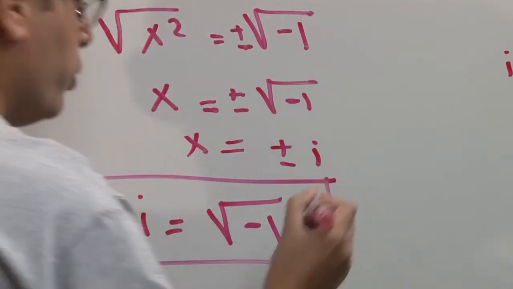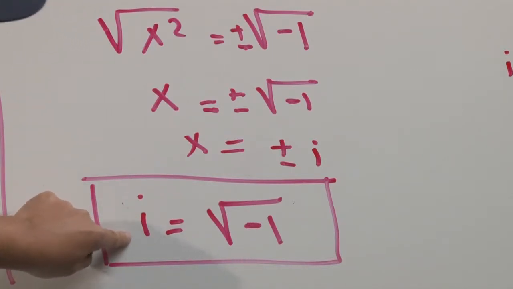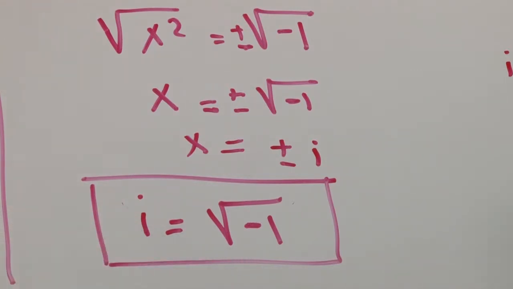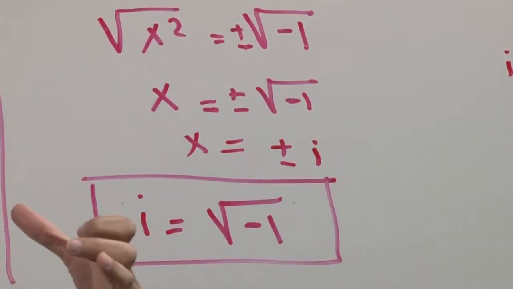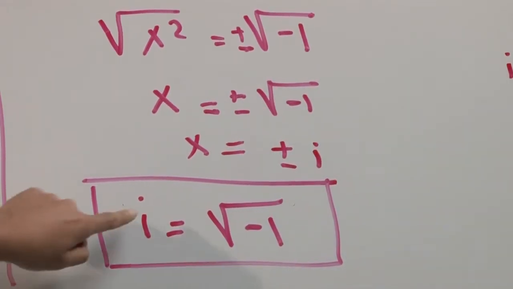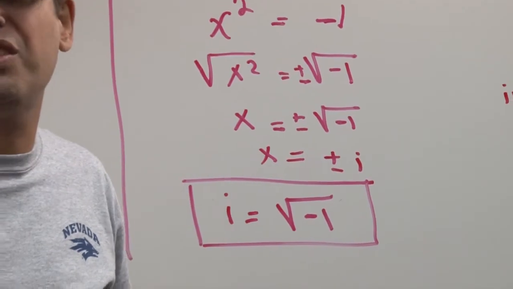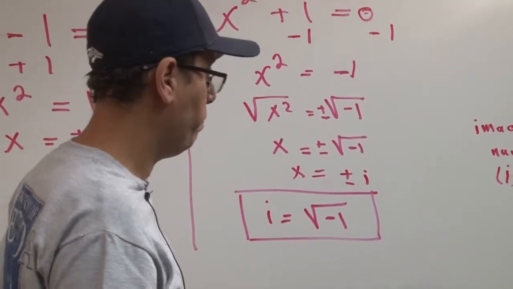And this is the first rule of our lesson today. i is the imaginary number. The definition of this number is that it's complicated, I can't get the square root. That's why I call it imaginary, because it's not real.